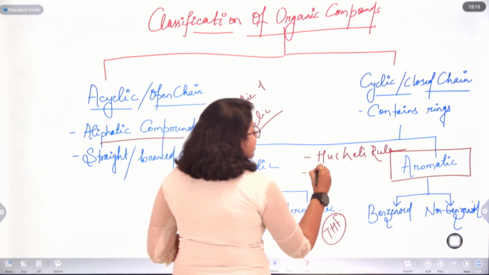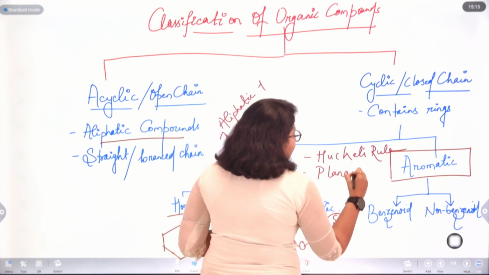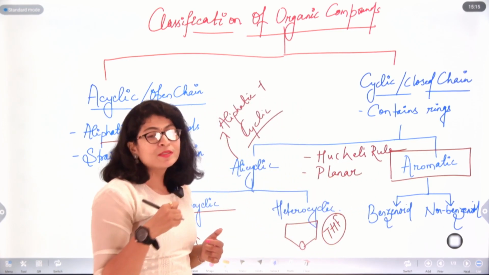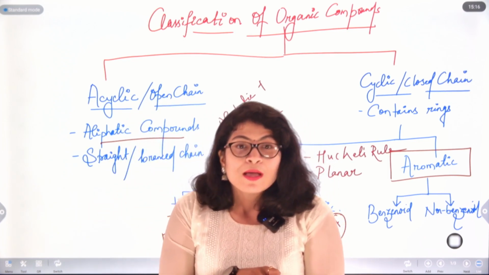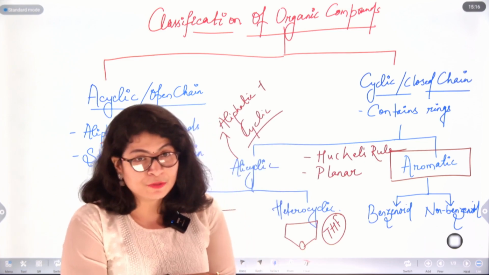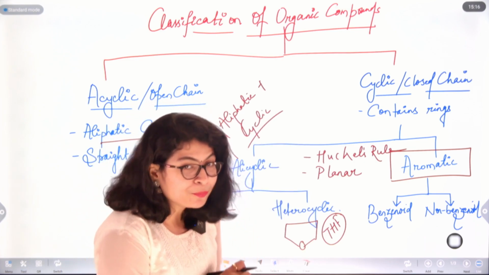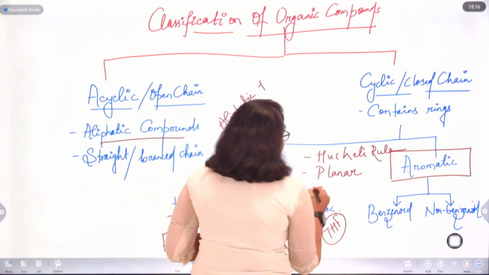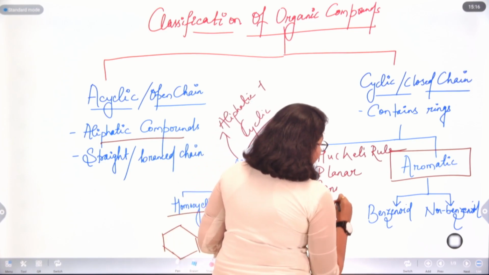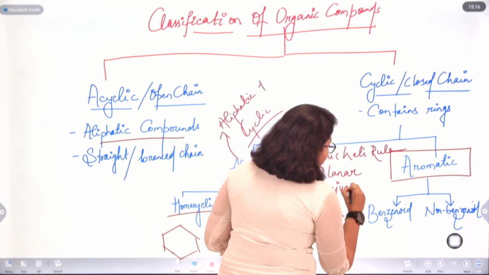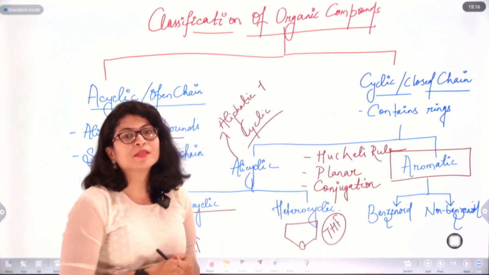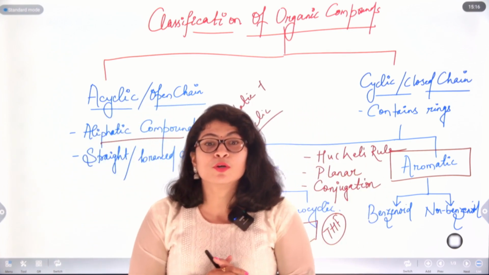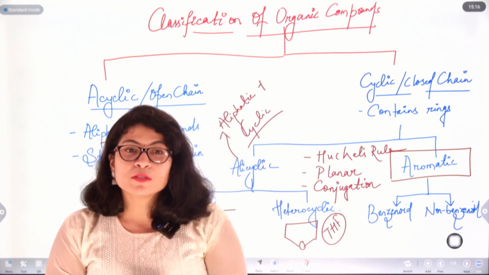Second, they must be planar. All the atoms of the ring must lie in one particular plane. And next, a very important condition is that they must be showing conjugation. They have to show conjugation in order to be aromatic. Now what is conjugation?